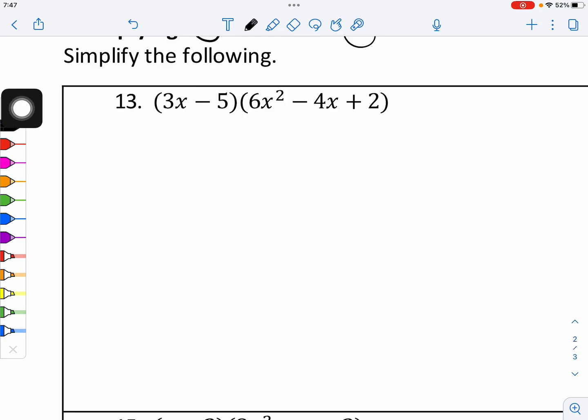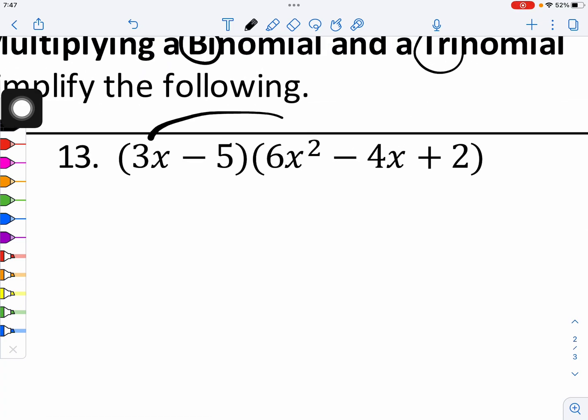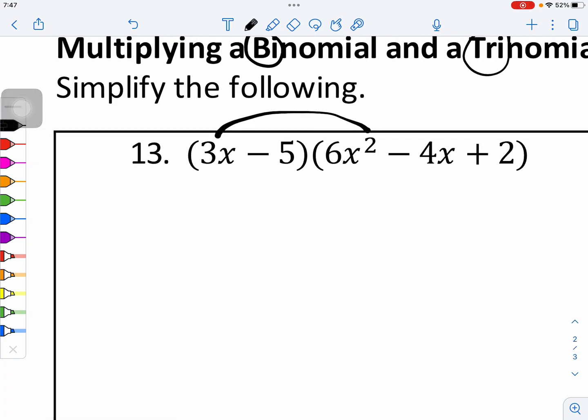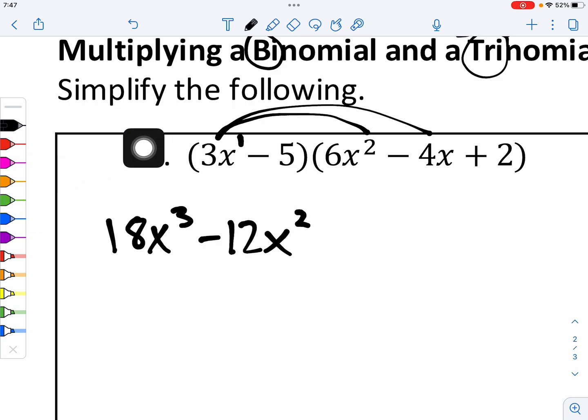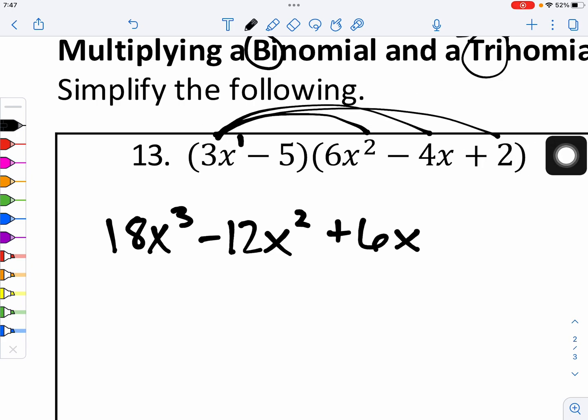Let's take that 3x and multiply by everything in the other set of parentheses. 3x times 6x squared is 18x to the third. Remember, x here is x to the first. 1 plus 2 is 3. 3x times negative 4x is negative 12x squared. And 3x times 2 is positive 6x.